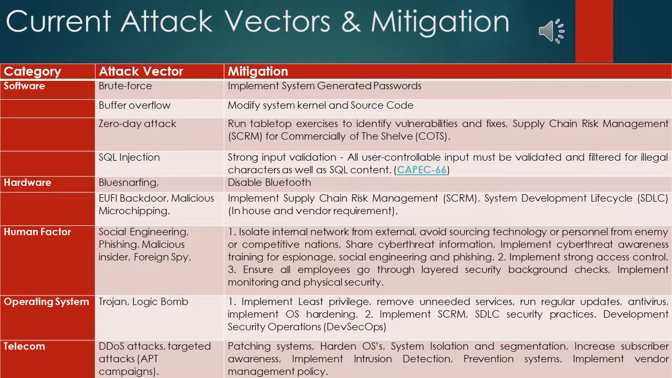Let's look at attack vector mitigation. Categories for this slide include software, hardware, human factor, operating system, and telecommunications. Software attack vectors include brute force. Mitigations for brute force include implementing system-generated passwords. Buffer overflows. Mitigations for buffer overflows may include modifying system kernel and source codes.